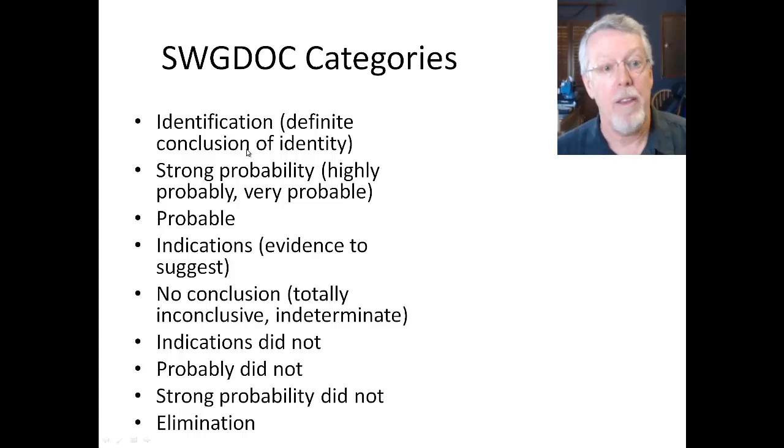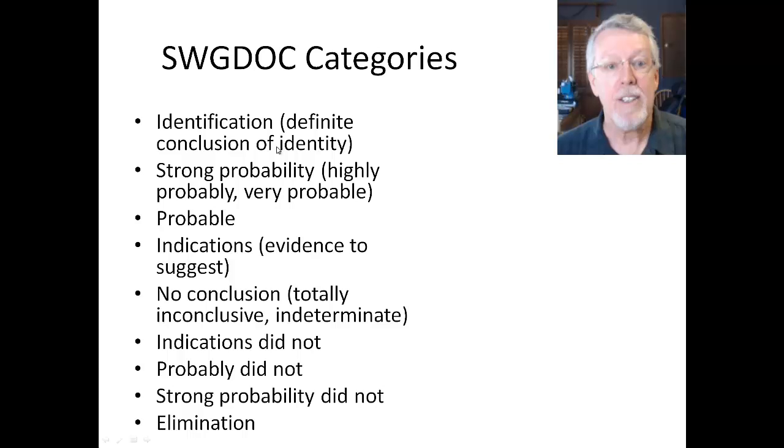Or they could say there's a strong probability, highly probable they have the same source, or somewhat probable, or there are indications. If they're not sure, they can say it's inconclusive, indeterminate, or they can go the other way. They could say indications that they did not have the same source, or probably did not have the same source, or strongly probable not to have the same source, and the strongest conclusion is elimination or exclusion, could not have had the same source. Okay.